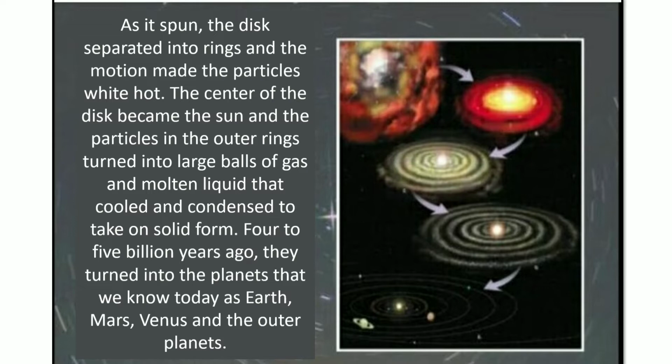For example, if you see in the space, initially there was nothing, and there was only the dust particles which was constantly spinning around. Now, through the spinning, the disk formation was seen, and out of this disk formation, in later stages after a lot of activity, the disk got separated into rings, which led to the formation of particles which were white hot, and the disk ultimately got converted to sun, and the particles in the outer rings became large balls of gas and molten liquid that cooled and condensed to solid form.